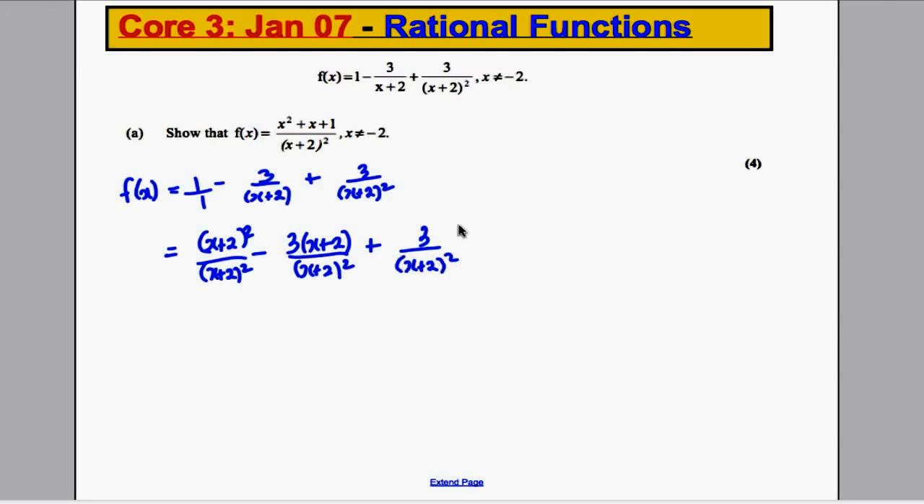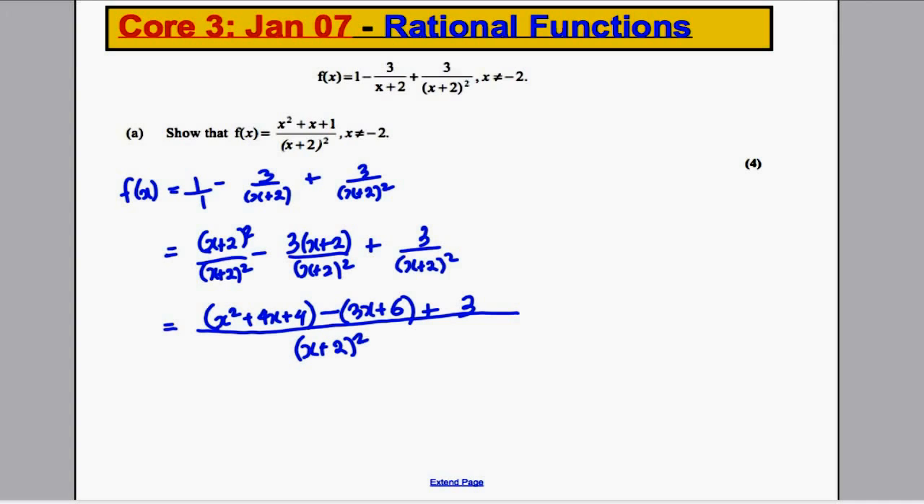Okay, now you can do the subtractions and additions, because they've all had the same denominator. So I'm going to expand this one out. It's x squared plus 4x plus 4. I'm going to keep that in brackets, just so I don't make any mistakes. Subtract what I get when I multiply out this bracket, 3x plus 6, and then add the 3. And all of that is over x plus 2 all squared.